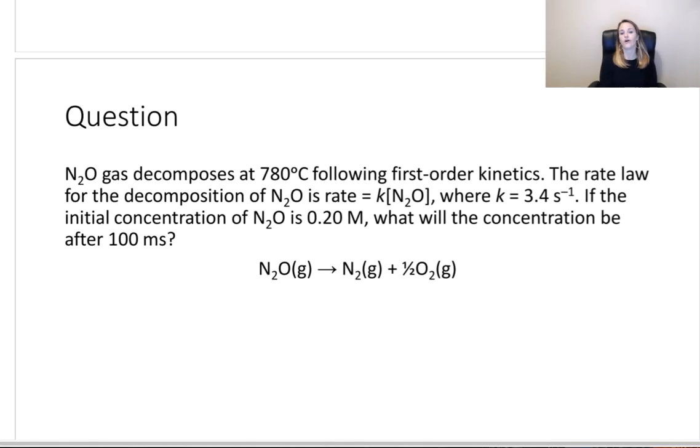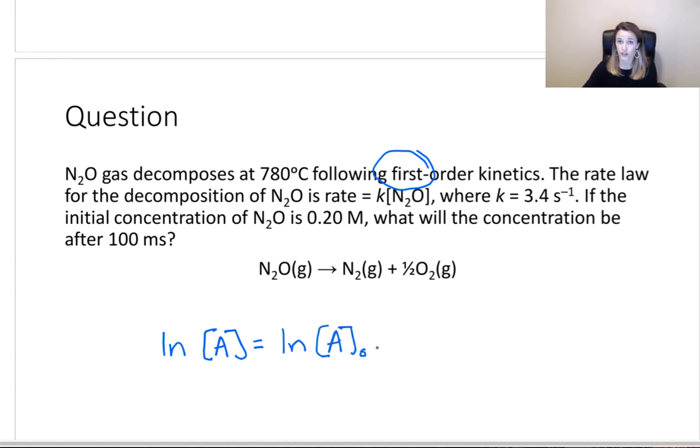If we are trying to solve for the concentration after 100 milliseconds, we need to first figure out which integrated rate law we need. We already decided that we have first order kinetics by 3 different clues, including that we told you that. So you need to find your first order integrated rate law, which is the natural log of A, equal to the natural log of the initial concentration of A, minus kt.